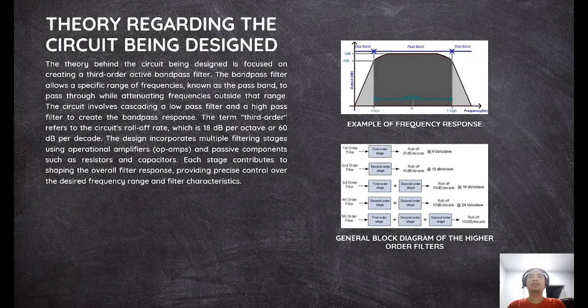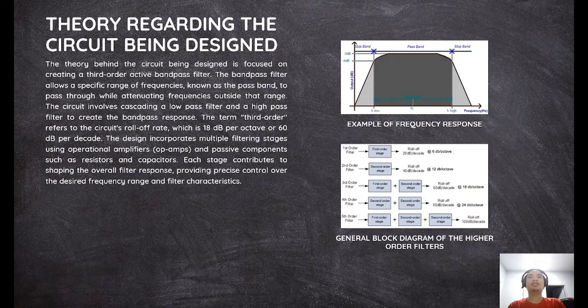The theory behind the circuit being designed is focused on creating a third order active band pass filter. The band pass filter allows a specific range of frequency, known as the passband, to pass through while attenuating frequency outside the range. The circuit involves cascading a low pass filter and a high pass filter to create the band pass response.